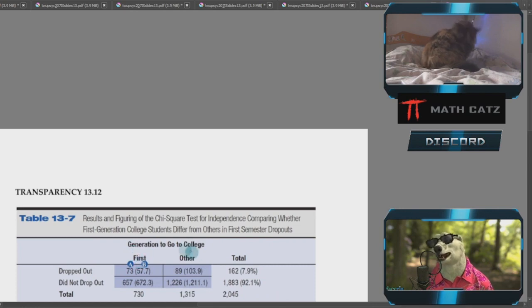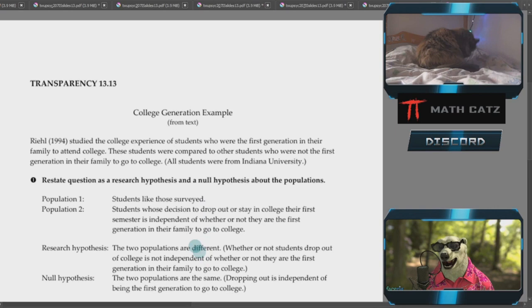So first generation or not versus if the students dropped out or not. And we observed 73, 89, 657, 1226. For example, 1,226 students in our survey were not first generation and did not drop out. Okay, so let's go back to what we're actually asking here. Students surveyed and students in general.